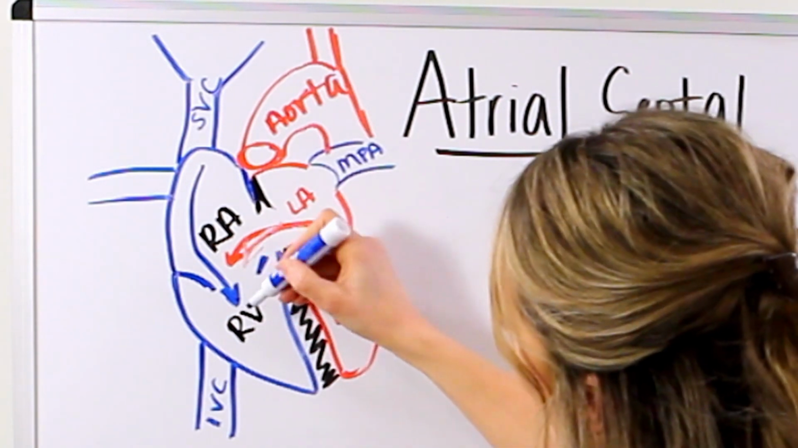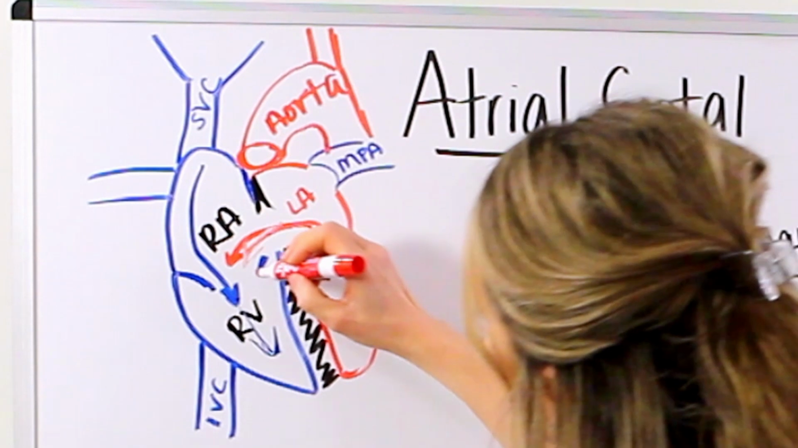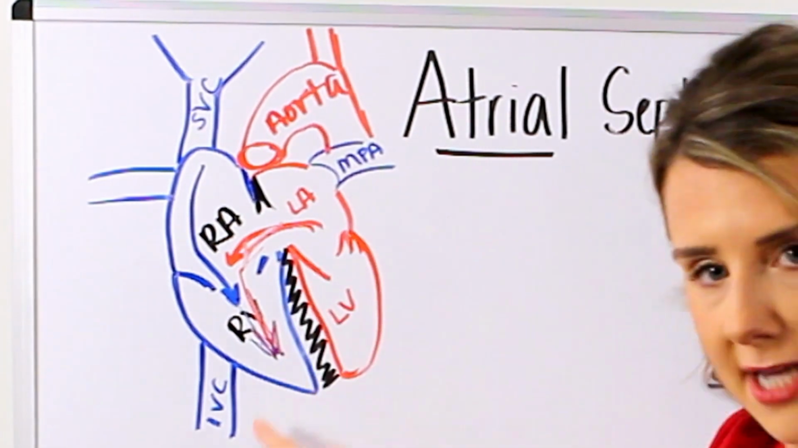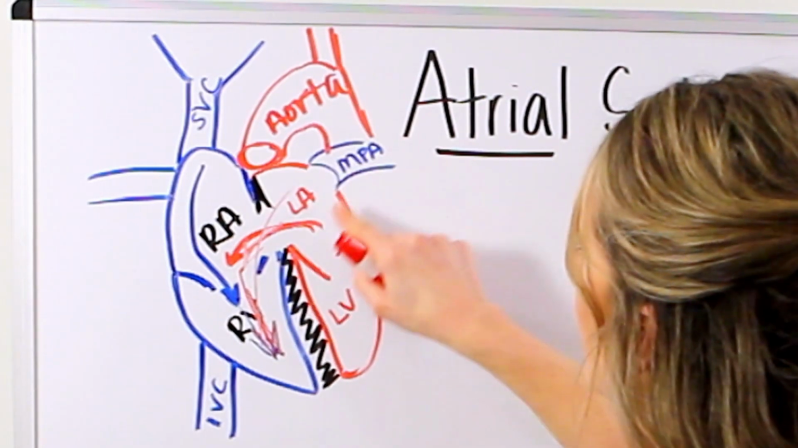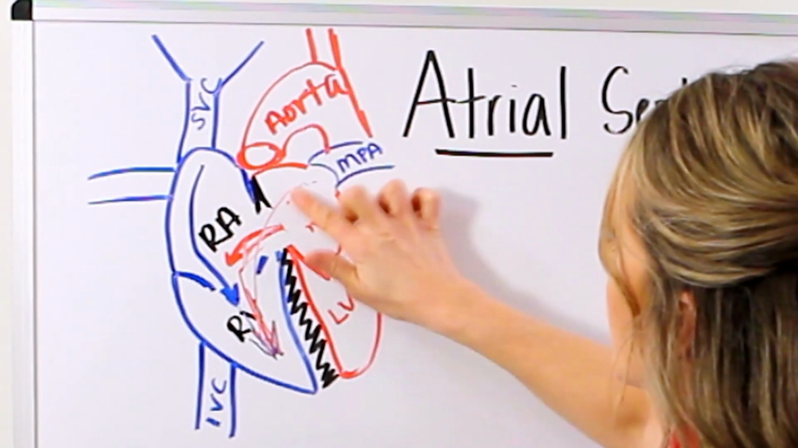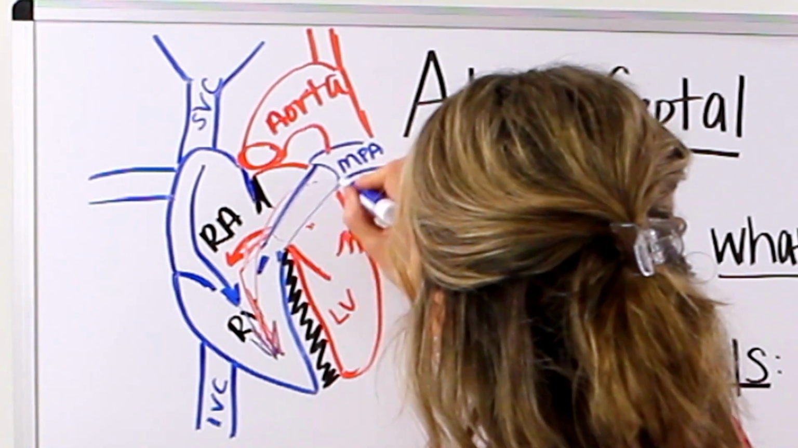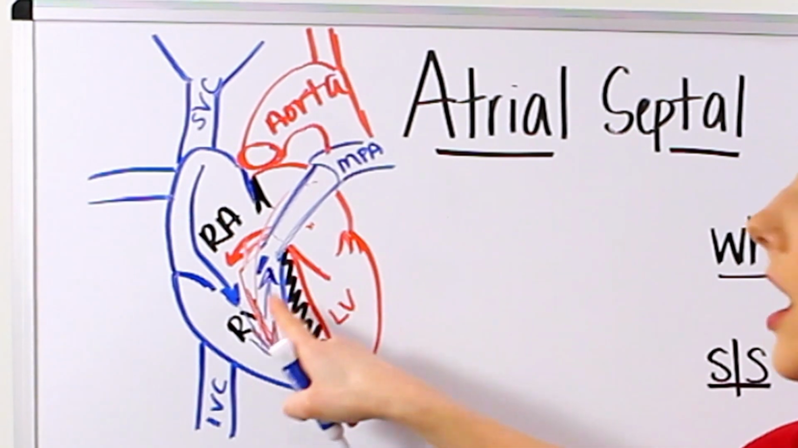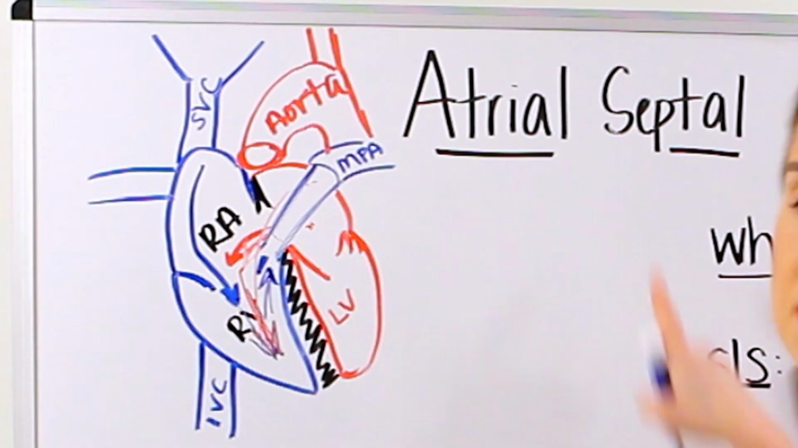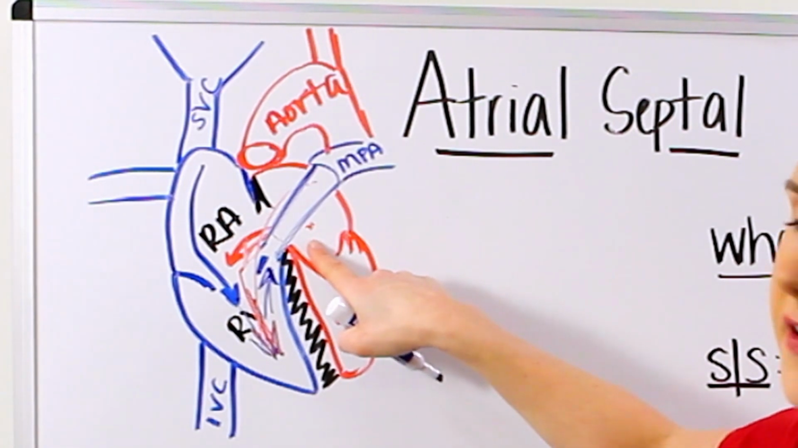So both that oxygenated and deoxygenated blood are mixing in the right ventricle, and both are now going to be pumped into the main pulmonary artery. So let me erase this so you can get a better idea. Remember, the main pulmonary artery is where, in a normal functioning heart, our deoxygenated blood flows out to the lungs to get oxygenated and make its way back into the left atria.